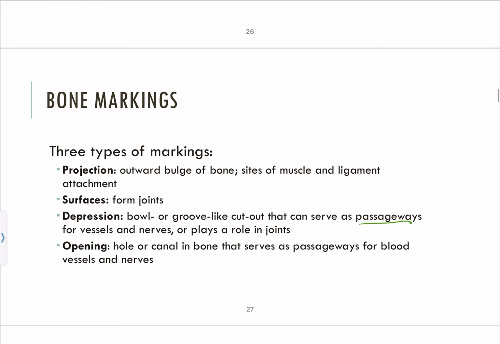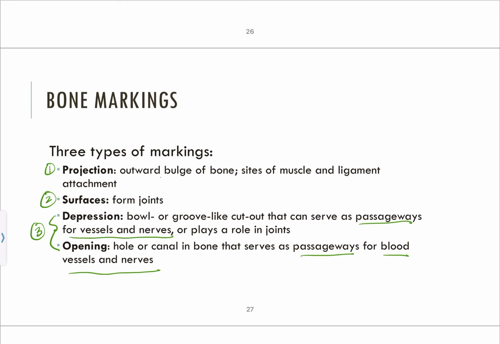So now that moves us on to bone markings. These are things that you can see. Again, we're still under gross anatomy, with the naked eye. We lump them into three types of bone markings. We have projections, we have surfaces, and then we put these two into one category, depressions and openings, into our third category. Why do we lump depressions and openings together? Because they both act as passageways for blood vessels and nerves.